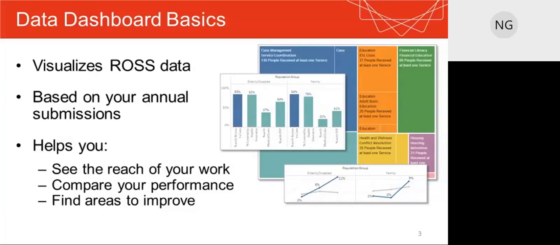Now, the dashboard can help you see the reach and the progress of your ROS work in a way that's focused on program priorities like services provided and participant outcomes. It can also help you compare your program's activities and outcomes to those of similar grantees. And finally, we're hoping that it can help you identify where and how you can strengthen your performance, including the ways that better data submissions can more accurately reflect your performance.